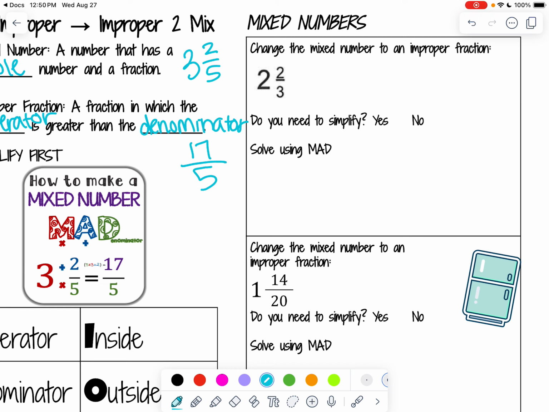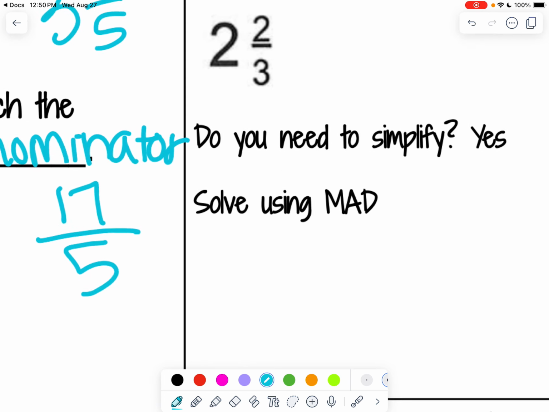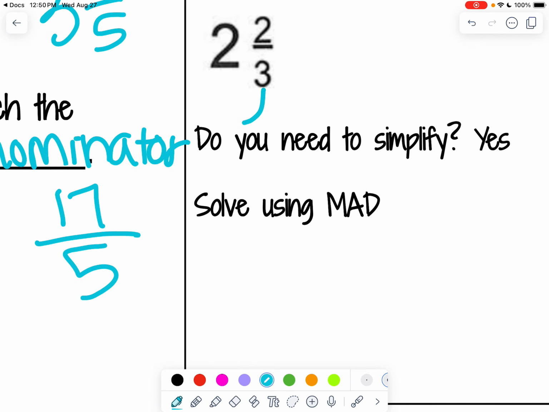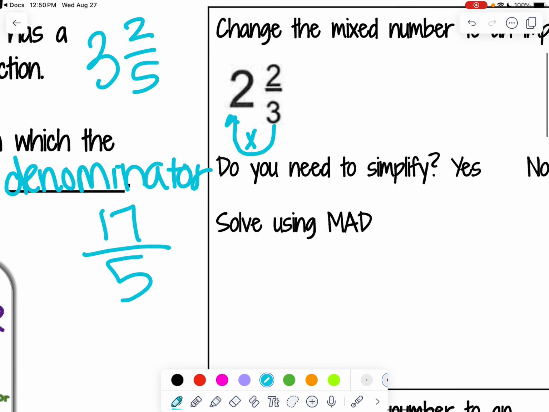Our first example is a mixed number. When we're changing a mixed number into an improper fraction, we always use MAD. MAD stands for multiply, add, and denominator. The first thing we're going to do is multiply the denominator times the whole number. So we are going to multiply 3 times 2, and we know that gives us 6. Then we are going to add. We are adding that answer to our numerator. So we're doing 6 plus 2, which gives us 8.